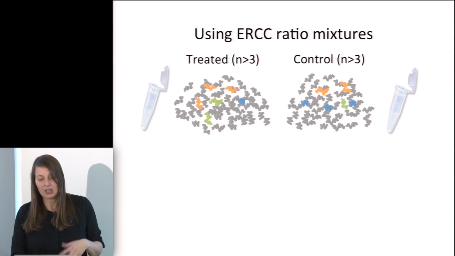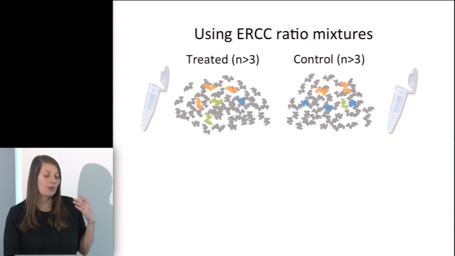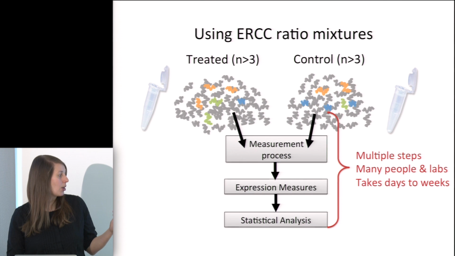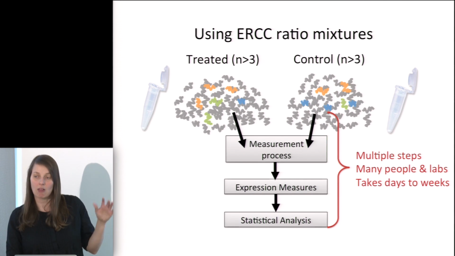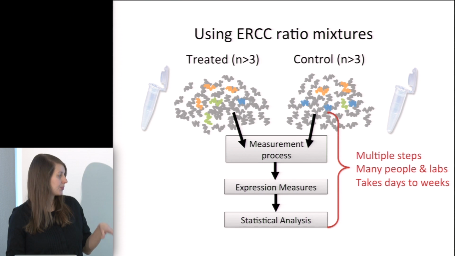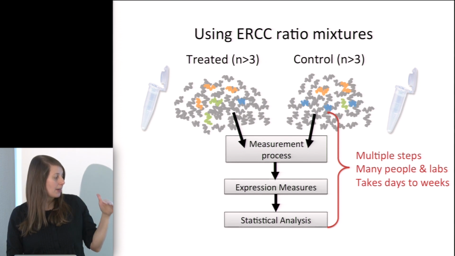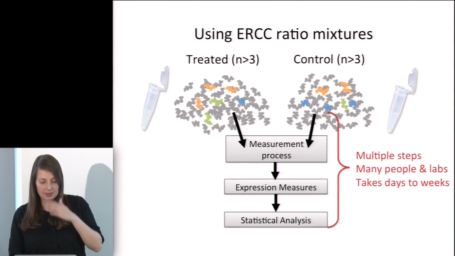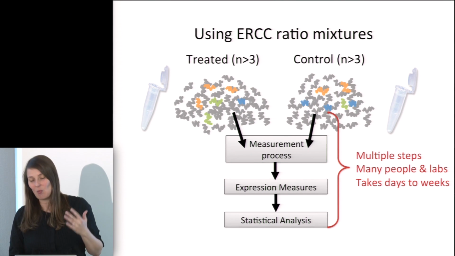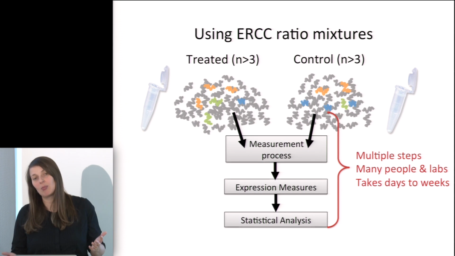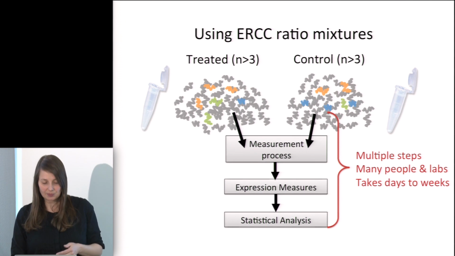But if we add in the RNA controls, we can see that we have known abundance ratios between the treatment and control samples now. The RNA controls then go through the measurement process along with the sample RNA molecules, and we obtain expression measures at the end of the process and perform statistical analysis. And this process takes multiple steps. Many people and laboratories are involved, and it can take days to weeks. And so it's really important to know if you've done this right.